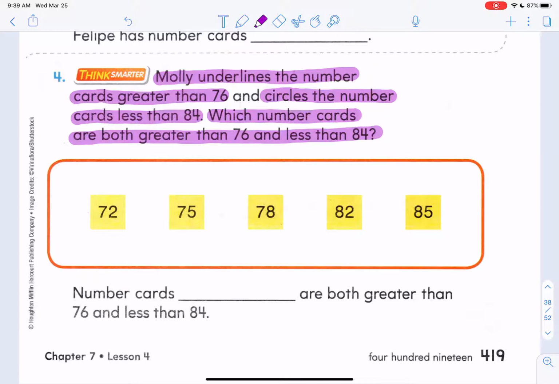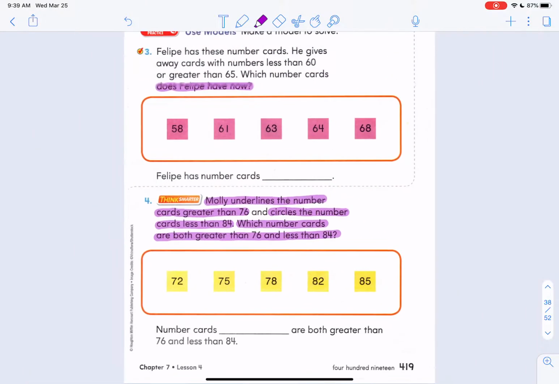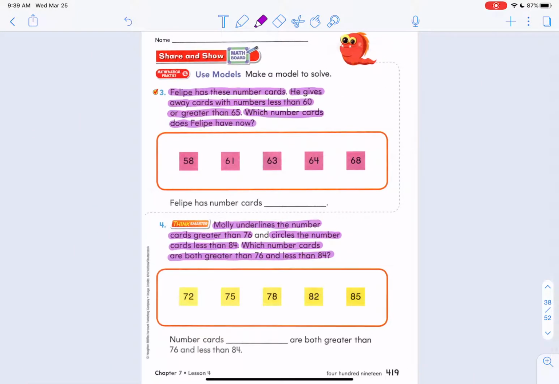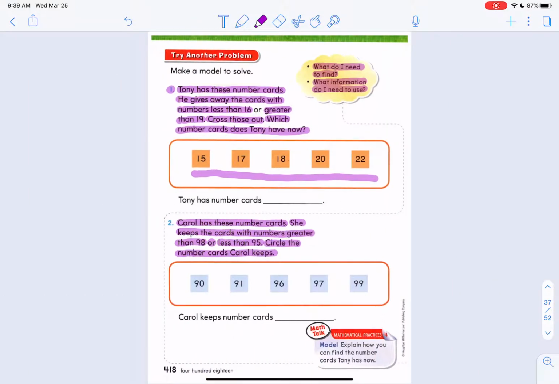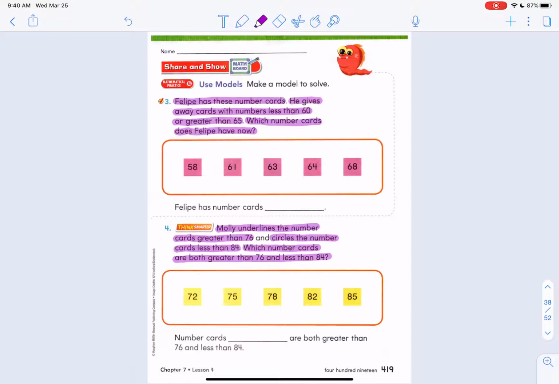So what I'd like you to do is pause the video here, try these 4 problems, and then I'm going to go back in a moment and show you the answers. But don't check the answers until you've done these 4 problems. So you have to do problem 1, problem 2, problem 3, and problem 4. Okay, pause the video right here and come back.